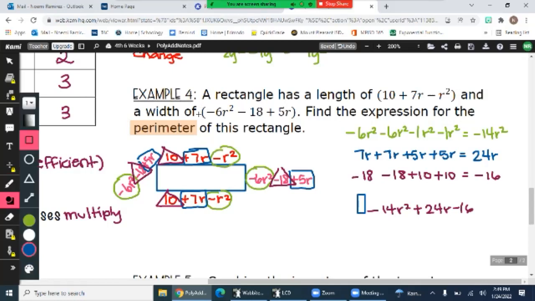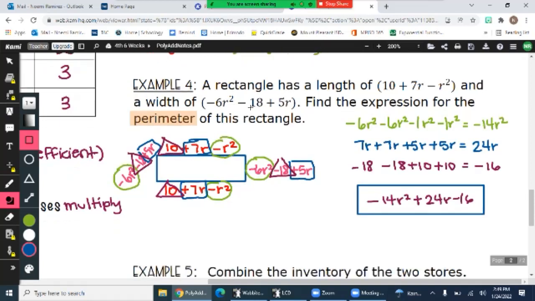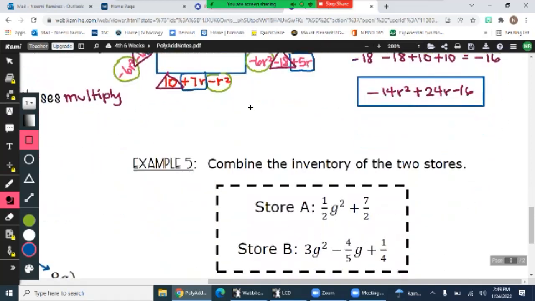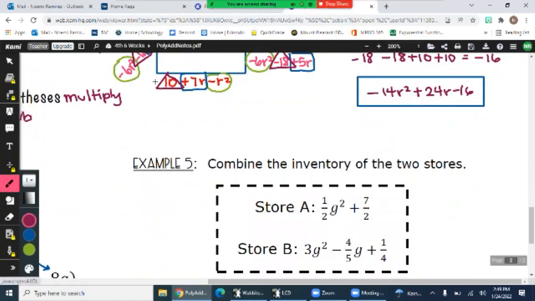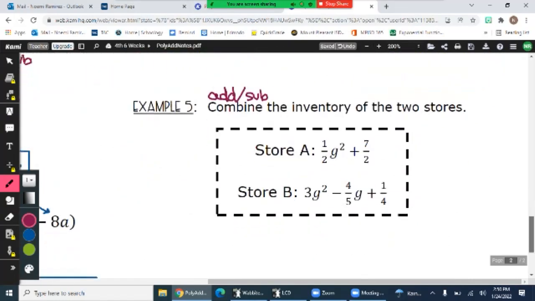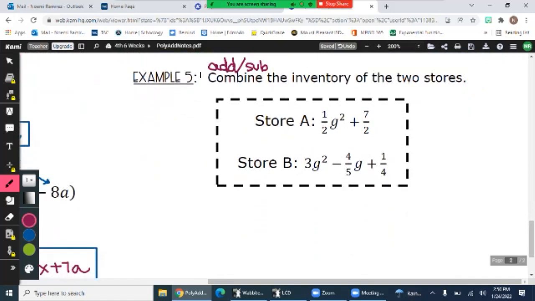Questions on this one? All right, last example. Example 5 tells you to combine. Once again, what is the difference between the word combine and distribute? Combine tells us to add or subtract. Distribute tells us to what? Multiply. So here we're going to add or subtract. We're going to combine like terms.